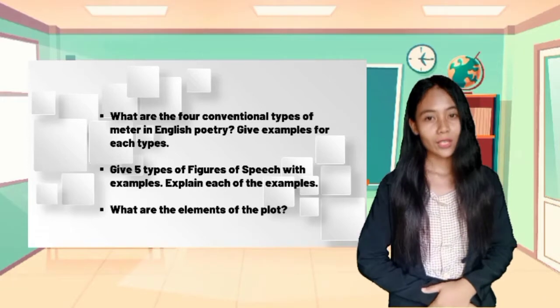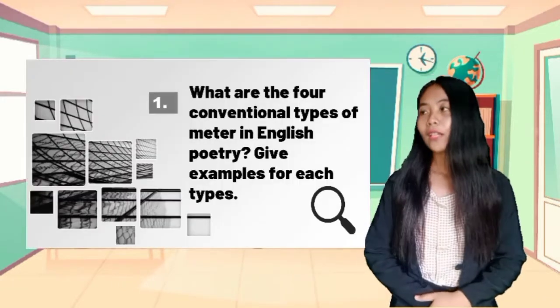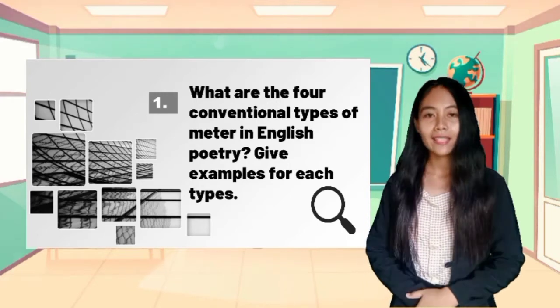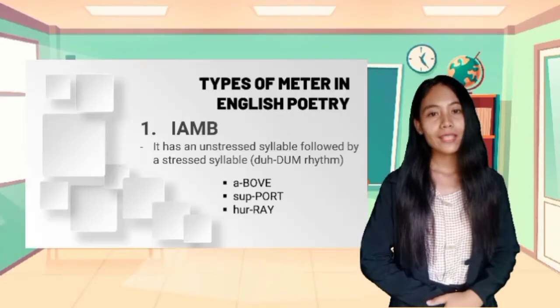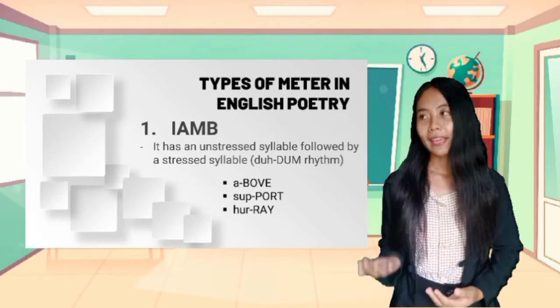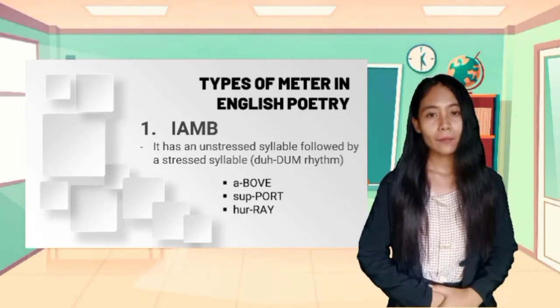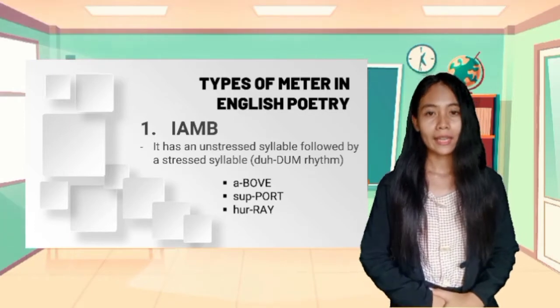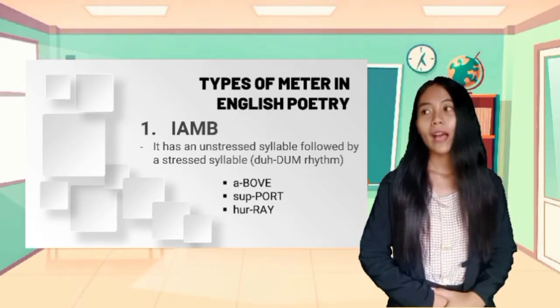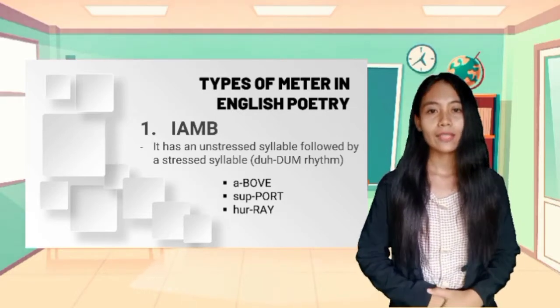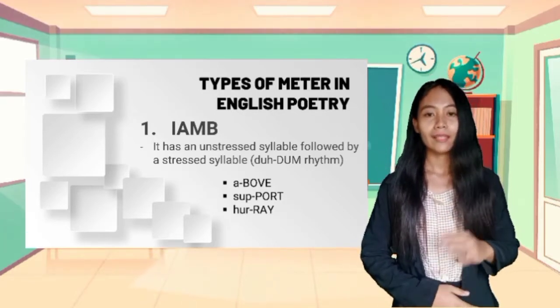For the first question, I am going to give the four conventional types of meter in English poetry and their examples as well. The first type of meter is the iamb. The iamb is the most common or the most famous type of foot in English poetry. It follows the rhythm of an unstressed syllable followed by a stressed syllable. It sounds like da-dum, da-dum.